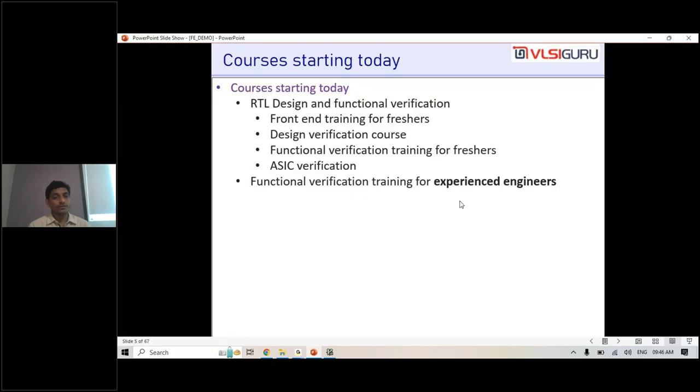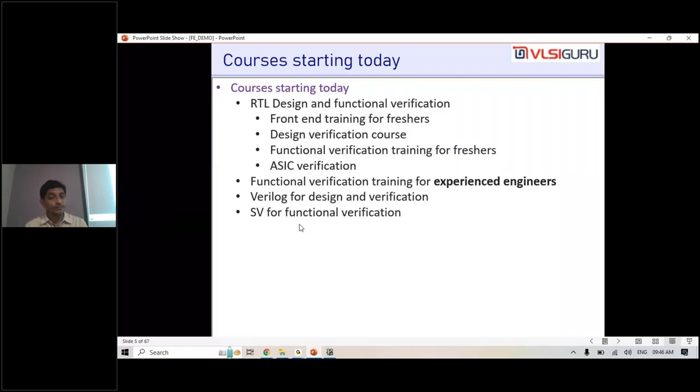Then we also have a course starting for experienced engineers. Many times, people who are working in the industry don't get exposure to everything. They only work on part of the project flow. So here, the idea is to give them exposure to the entire flow, and do a deep dive into each of these topics.